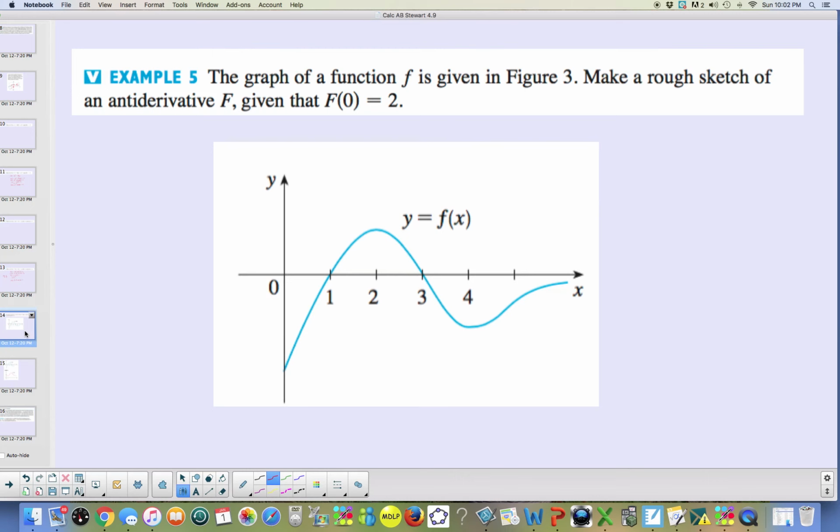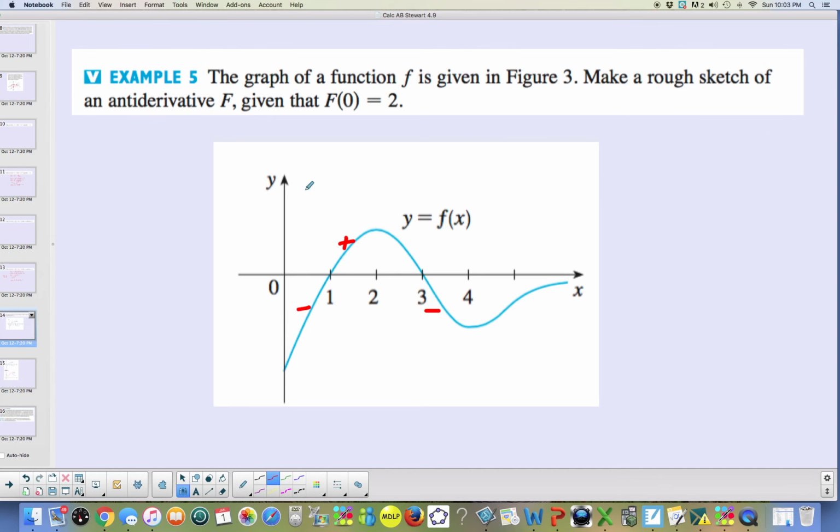All right, make a rough sketch of the antiderivative here. Okay, so this tells me something right here. This tells me that the slopes are negative. Then we have a 0. Then the slopes are positive. And then we get a maximum. And then we get a 0. And the slopes are negative, a little bit more negative, and so on.